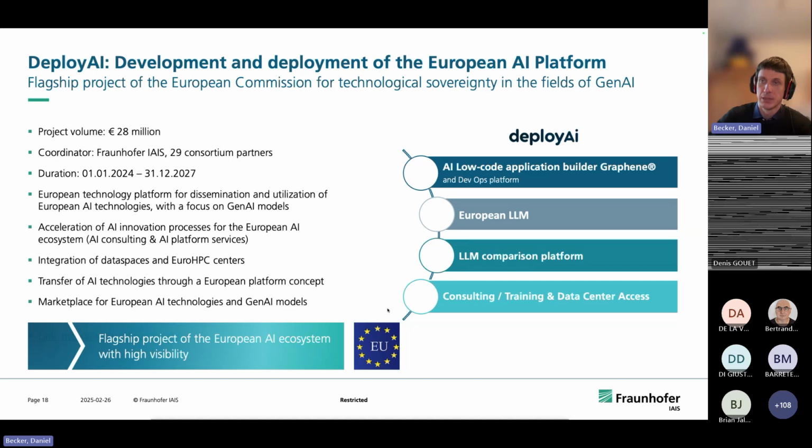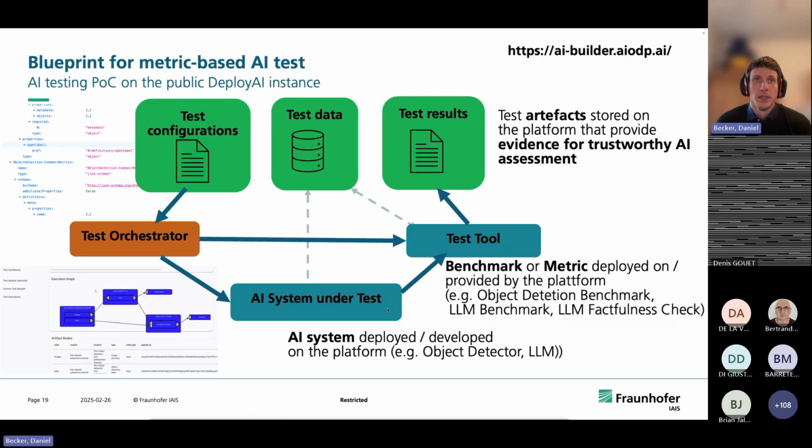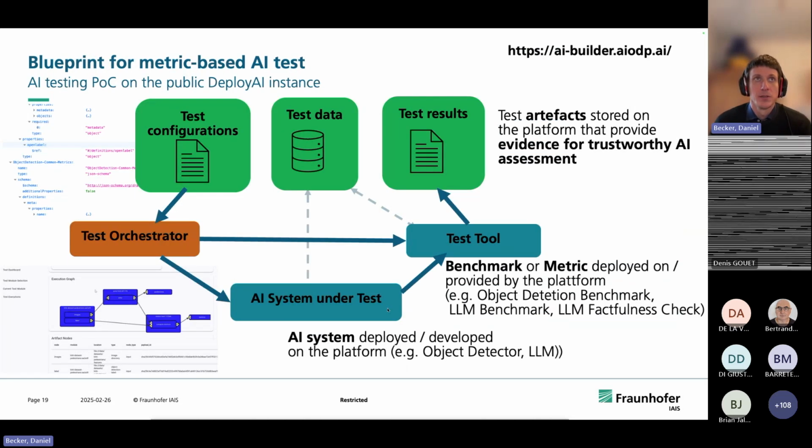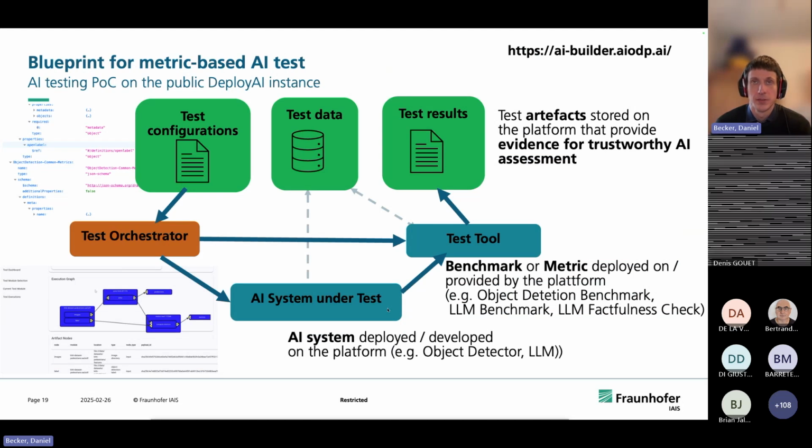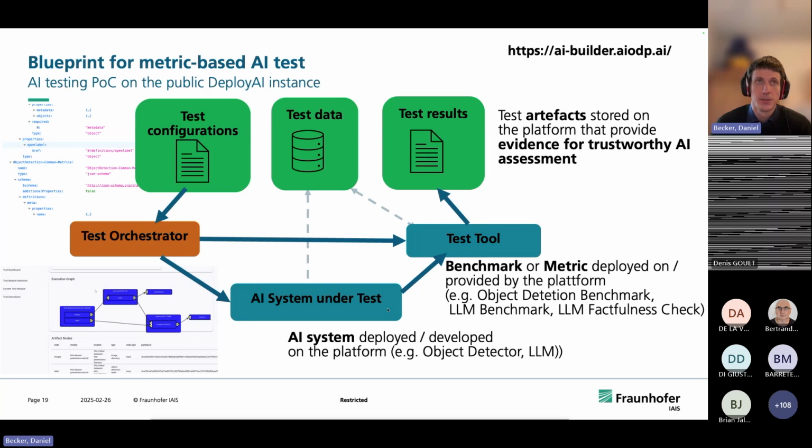And the demonstrator I would like to show you now is basically a blueprint for any kind of metric-based AI tests that we implemented, and that also picks up a lot of the concepts that are part of the Parma architecture. It consists of a test orchestrator, which makes sure that the test is run in a particular way.